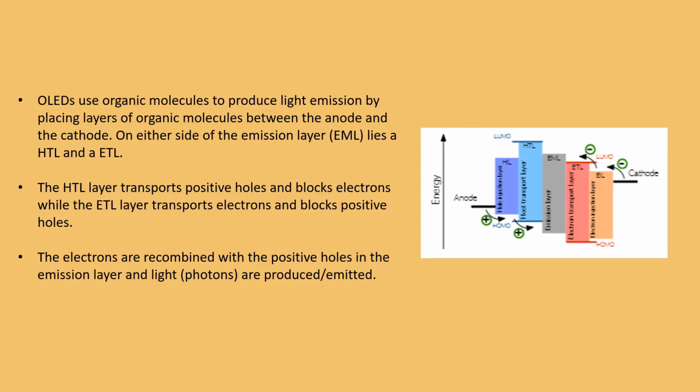The HDL layer has a HOMO of energy just below that of the anode, so it can easily transport the positive poles, but it has a LUMO that is just too high for the electrons to even reach, so it blocks the electrons from getting that far, and vice versa for the ETL layer. And then the electrons are recombined with the positive poles in the emission layer, and photons are emitted.